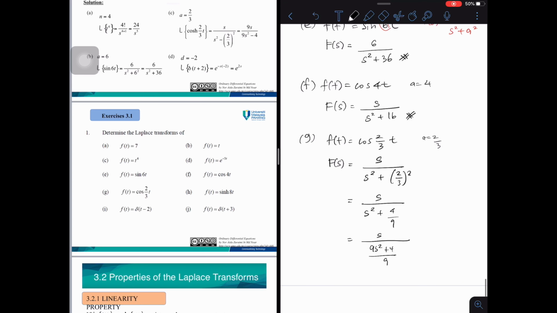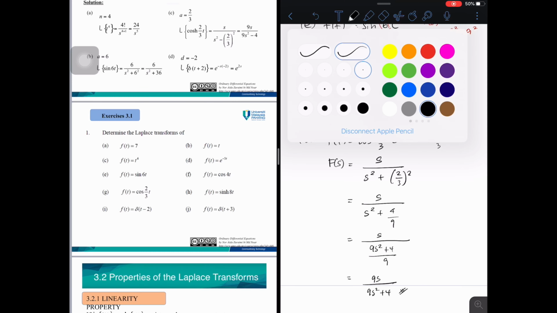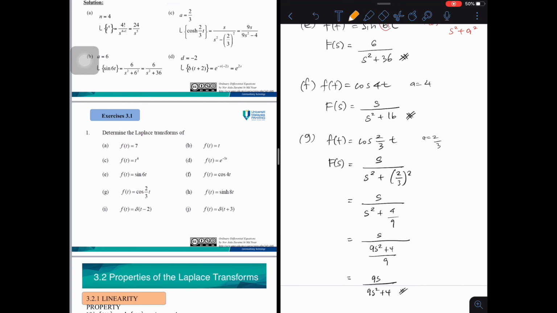And write this fraction as 9s over 9s squared plus 4. So this one is your answer. But up to the previous step, actually you have already done the process of Laplace transformation. This one is just a process of simplifying your solution.